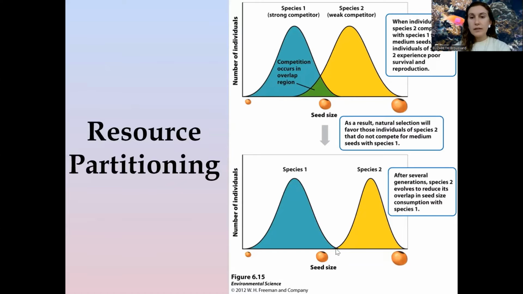So species 1's new range of seeds that they're going to be eating includes these medium seeds, whereas species 2 is outcompeted. Their actual resource has been partitioned to a smaller range of seed sizes, because there shouldn't be any overlap. This is our competitive exclusion principle, also known as resource partitioning, when we're thinking about how different resources or habitat sites are divvied up between different species.